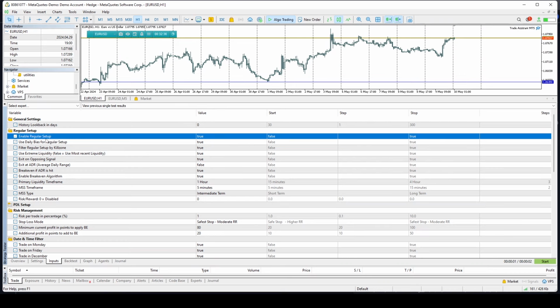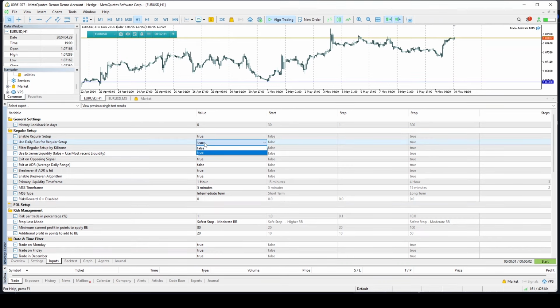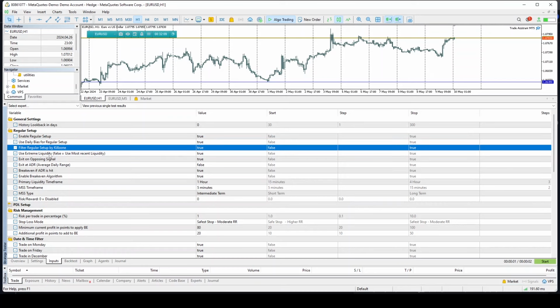So you can see this is the daily bias algorithm. I can enable and disable the algorithm from here. If I set it to true, it means it is going to use the bias algorithm to frame its setup. If I set it to false, it means it is not going to use the bias algorithm. It's just going to take every long and short setup, without any filter, right? So I'm going to enable the daily bias algorithm, set that to true, kill zone true.